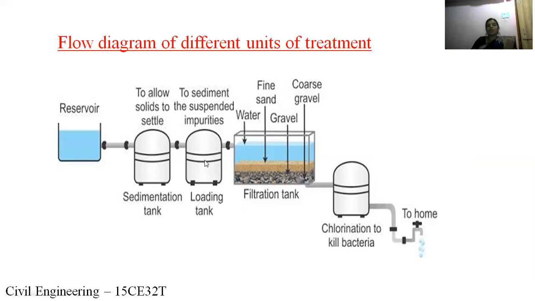Next is loading tank. In this loading tank, whatever suspended impurities are present in the water, it may be inorganic suspended impurities or organic suspended impurities, that will be removed here in the loading tank. Then this water which is obtained from the loading tank is again moved to the next treatment unit. So that is filtration tank.